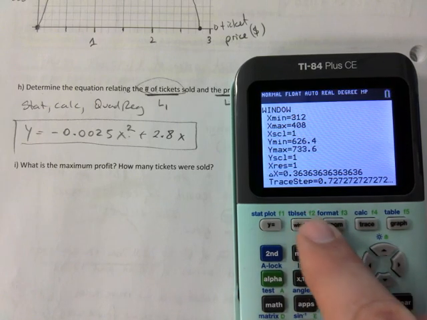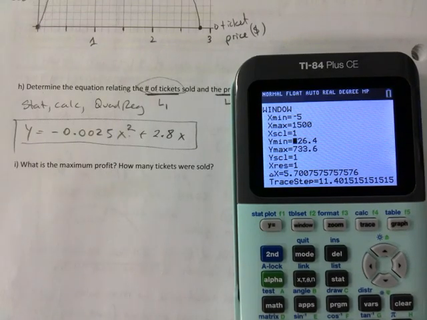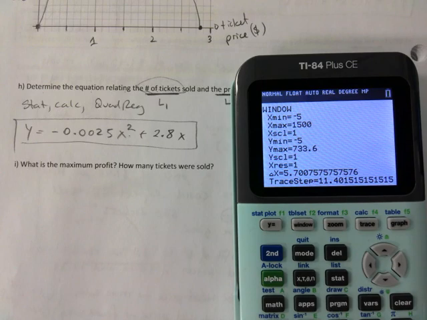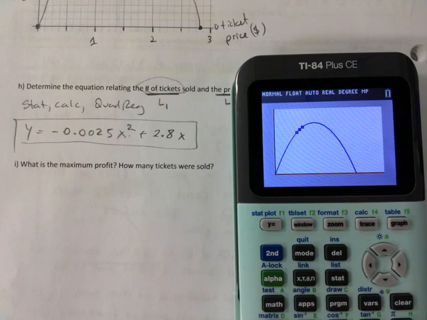We're going to go window, X-min -5, X max, I feel like I need to go 1500, Y min -5, Y max, what's going to be our highest profit? 784, right? Remember? So I'm just going to go 1,000 or something like that. 800 would have worked. Hit graph. There it is. This is the graph that relates the number of tickets and the profit.